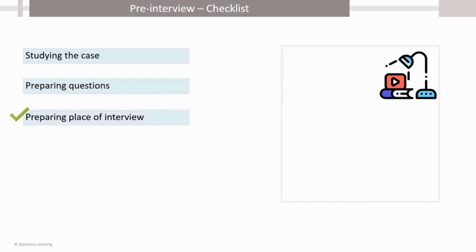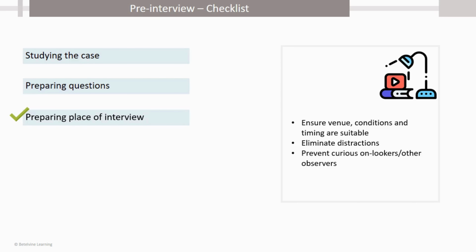Preparing place of interview. Ensure that the venue, conditions, and timing are suitable to conduct the interview. Eliminate distractions in the place of interview. Prevent any curious onlookers or others observing the interview. And as far as possible, conduct individual interviews. Avoid group interviews.